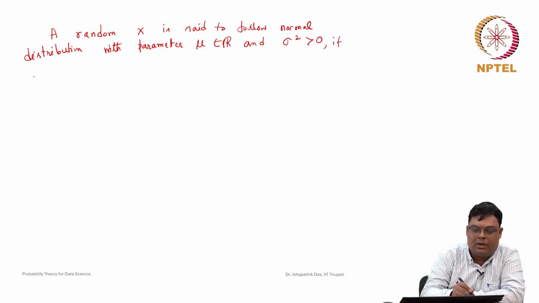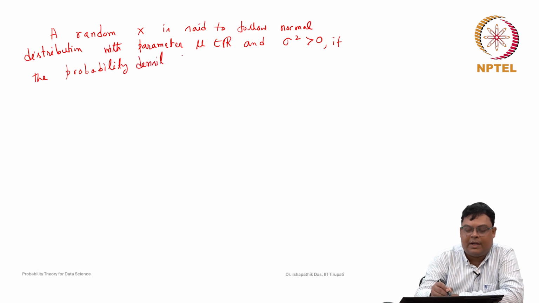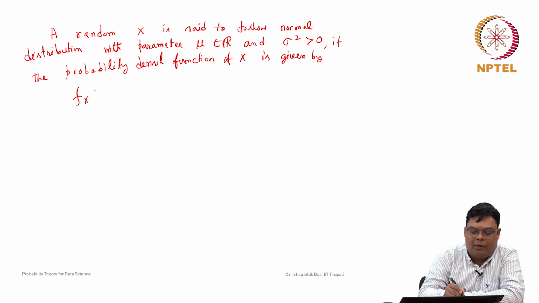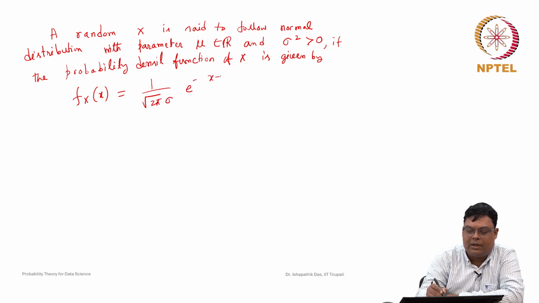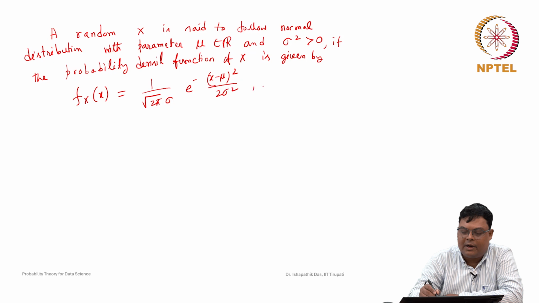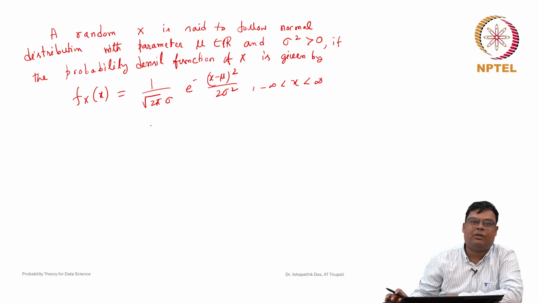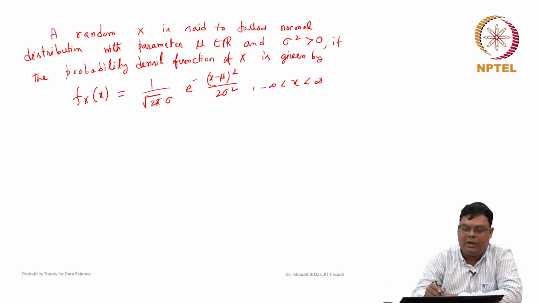If the probability density function of x is given by f of x, this is nothing but 1 by root 2 pi sigma e to the power of minus (x minus mu) whole square by 2 sigma square. It is defined for the whole real line, minus infinity to plus infinity. So, there is nothing else to write, like for other density functions where we wrote it is equal to 0 otherwise, but it is defined on the whole real line.